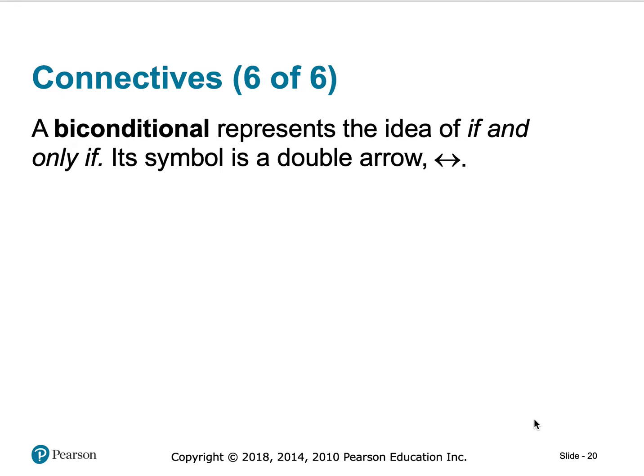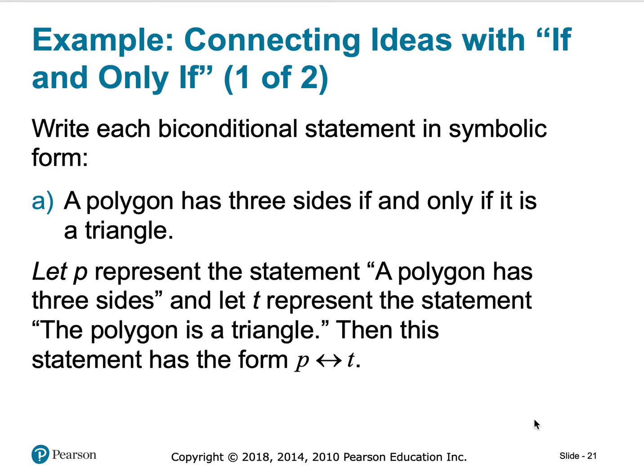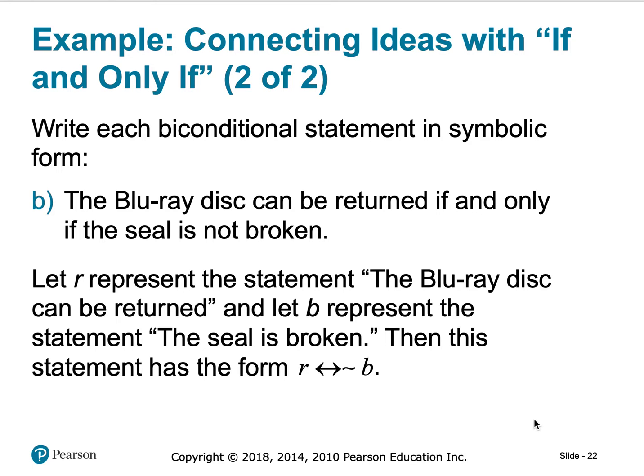A biconditional is a special type of conditional phrase that represents the idea of "if and only if." If you dig really far back to your understanding of mathematics, you've probably heard a math teacher use that phrase a few times. "If and only if" is a highly accurate and specific way of communicating information. So if I have "a polygon has three sides if and only if it's a triangle," then "if and only if" is written with arrowheads on both sides of the statement. So I have statement P, statement T, and "if and only if" shows arrows in both directions.